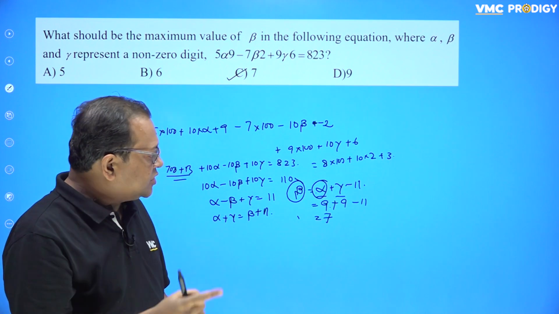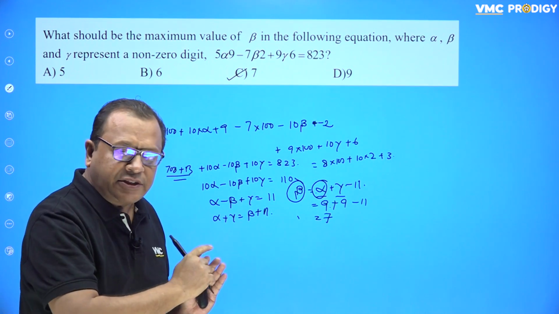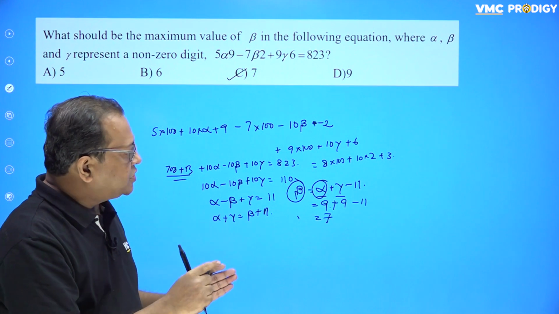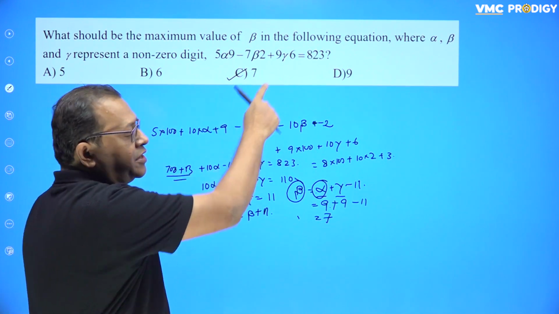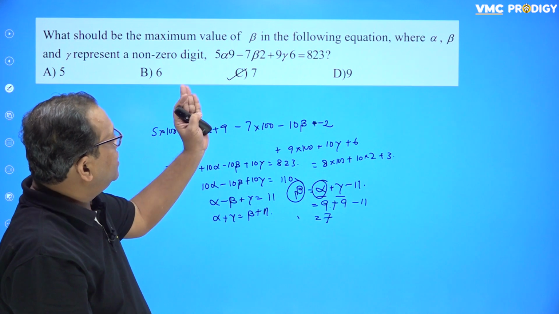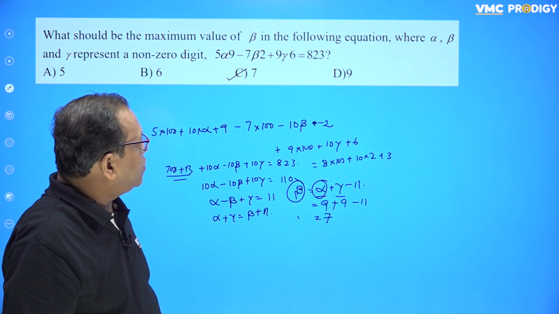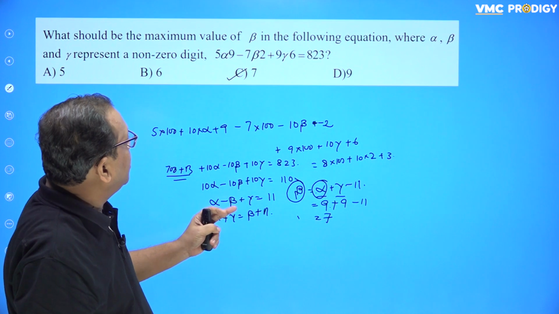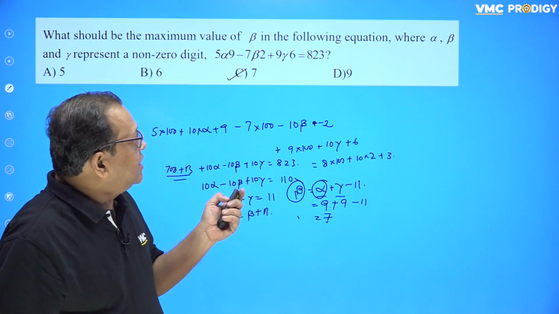Now here, this is what I was trying to say when you write a number in the form of expanding the number. Now this is a basic question of expansion of a number, but it finds its application in digit sums or in digit properties basically, right? So this is how you find the value of alpha and beta, and hence the maximum value of beta is 7. Okay.